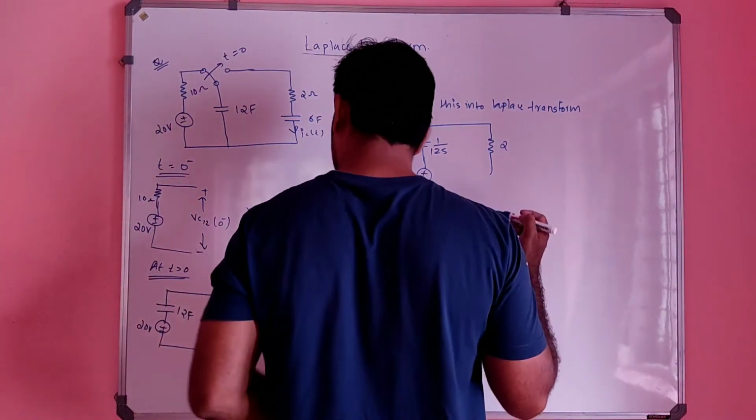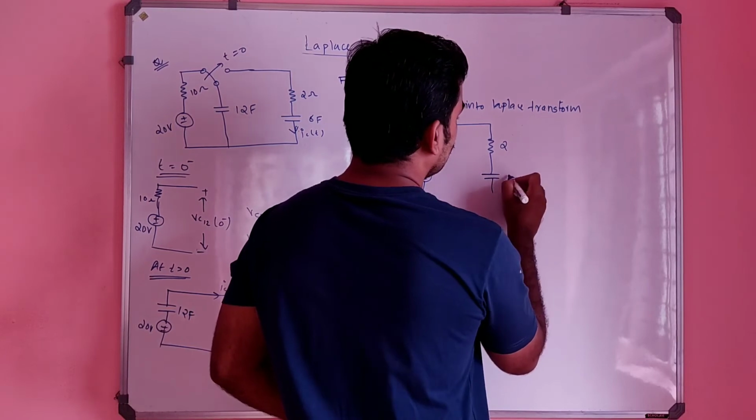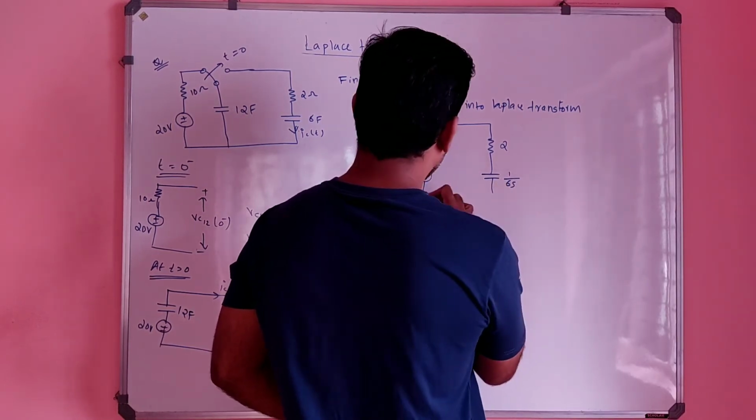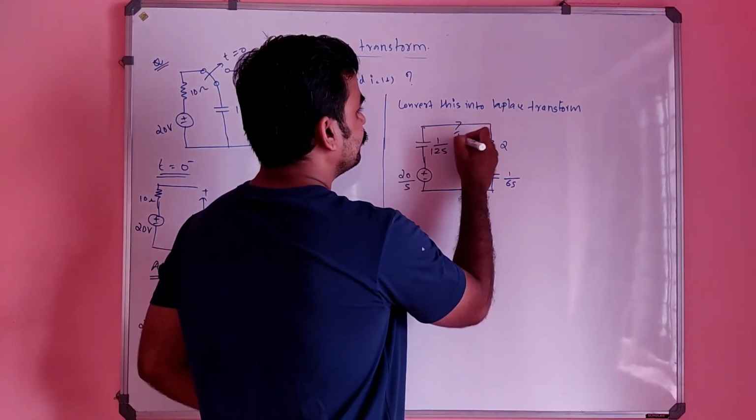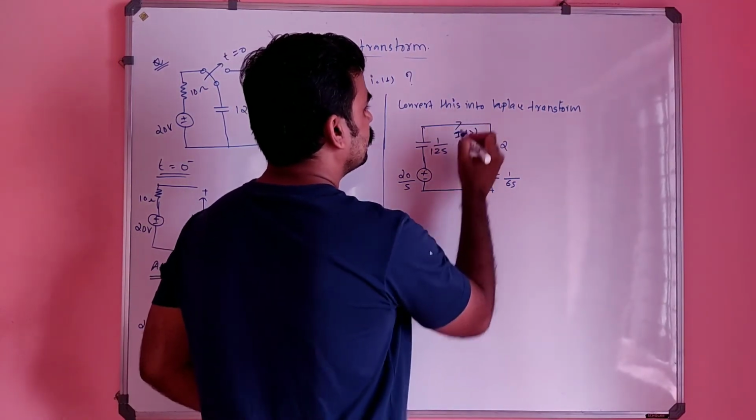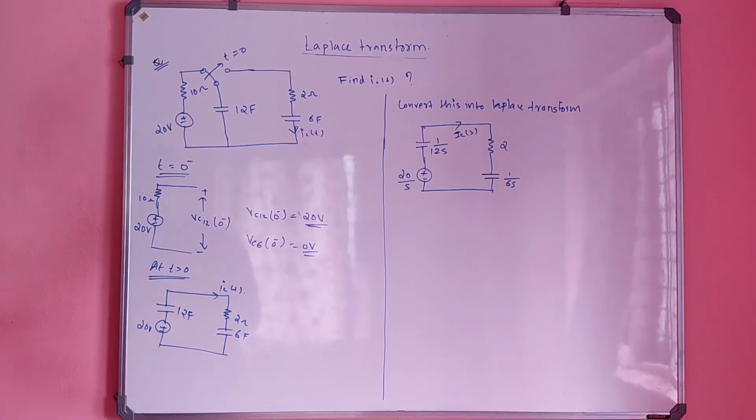And what will be the Laplace of this one? 1 by 6s. And what will be the current value? IC of s, right? IC of s.